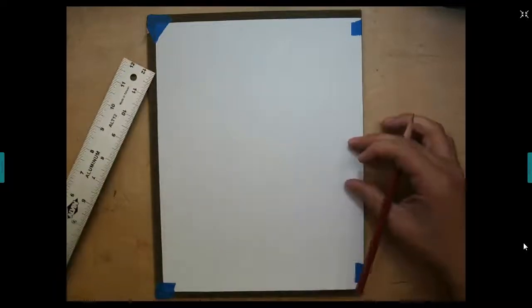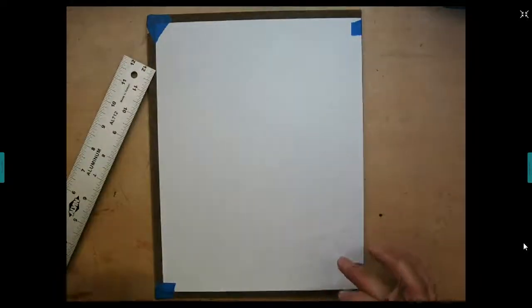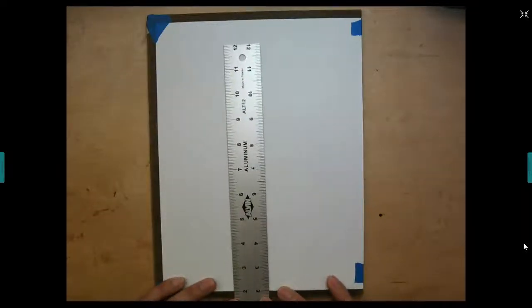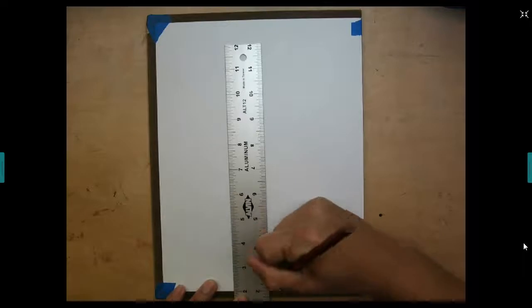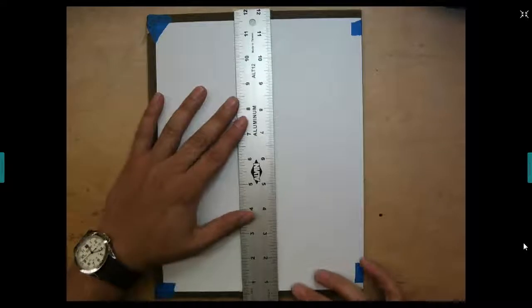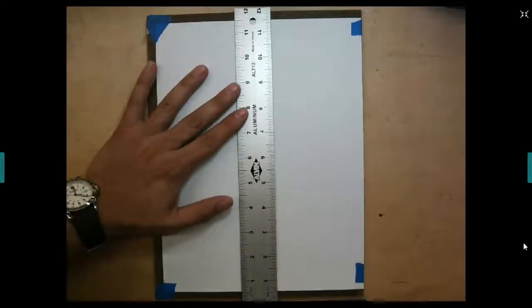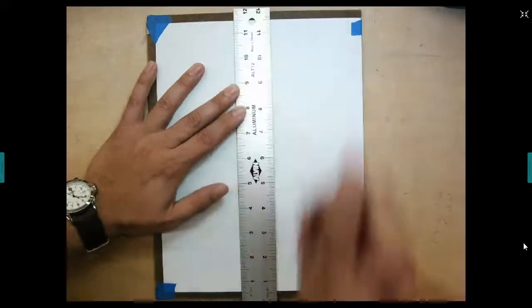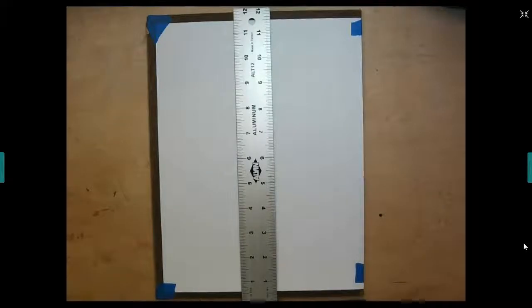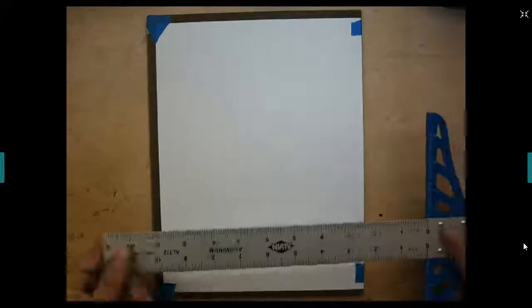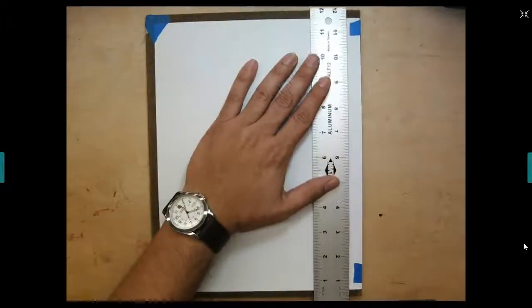Now what I'm doing, I'm drawing 2 points so I can draw a line. Line that up over here, here, and here. Okay, now I can start drawing my straight edges.